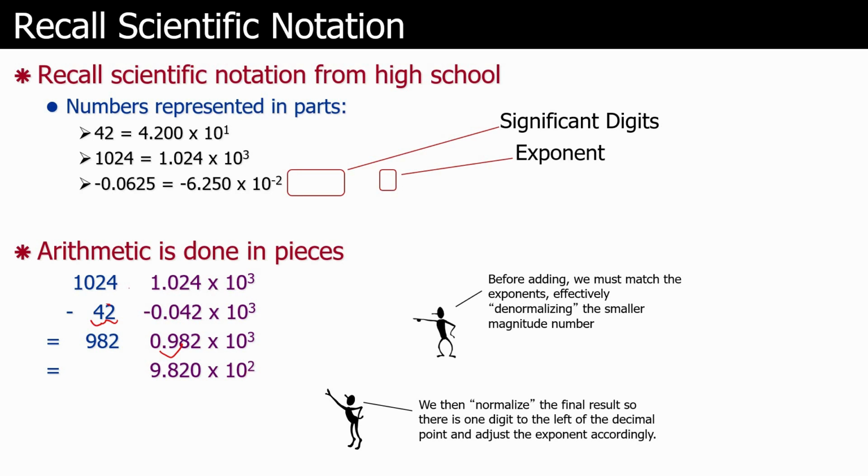So we'll see these concepts sort of come into play later. This is sort of in the wrong place. That's the significant digits, and this is the exponent, but we carry on.